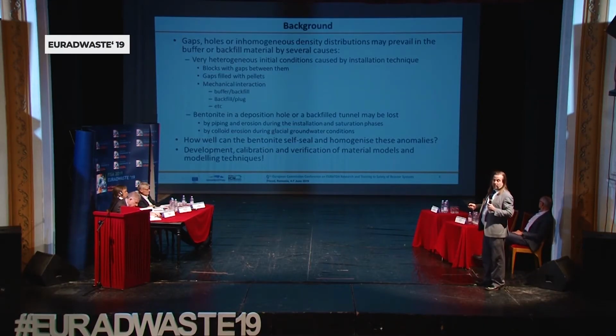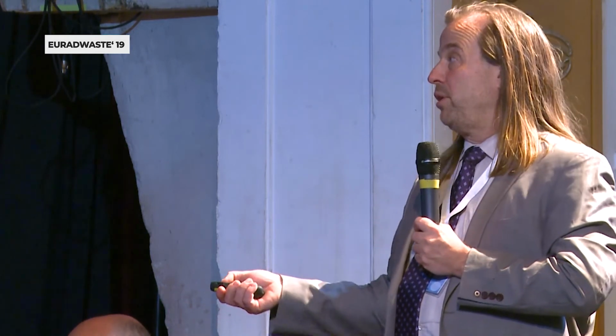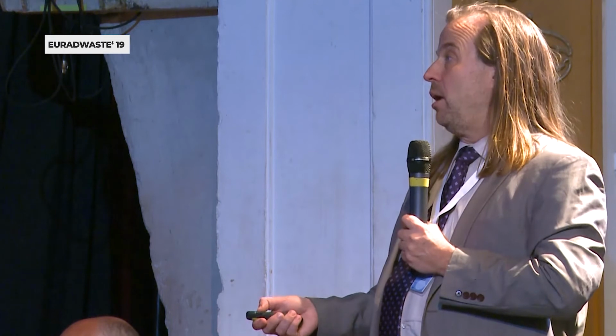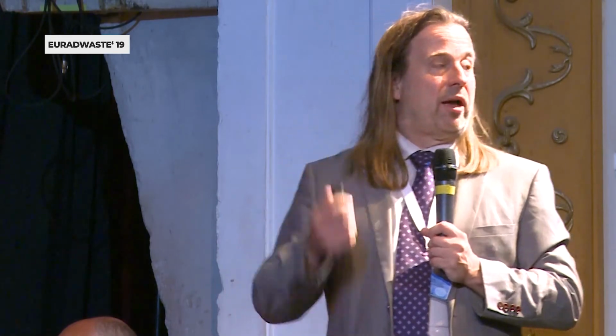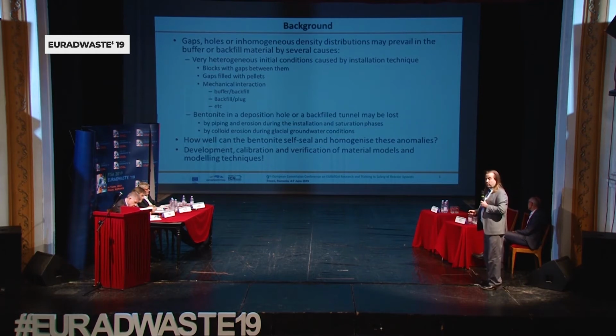In the KBS-3 system, we have a buffer and a backfill that will interact with each other. You may have backfills and plugs that push each other one way or the other. You may have other things. You may lose bentonite in a deposition hole, in a backfill tunnel, or in a plug by piping and erosion during the installation phase when you have high gradients, or by colloid erosion like I talked about in the previous talk. And then the question is, how well can the bentonite self-seal and homogenize these anomalies? And that is the question then.